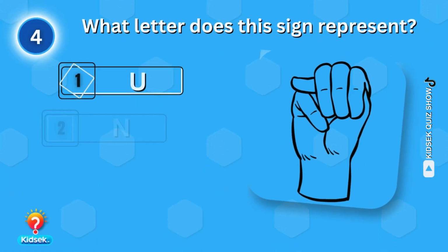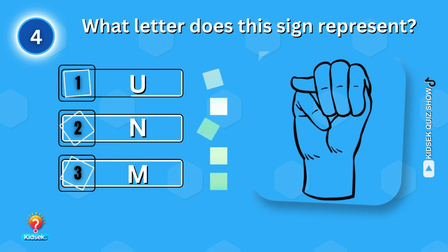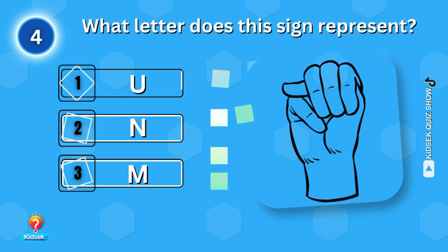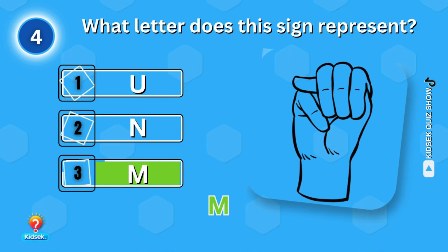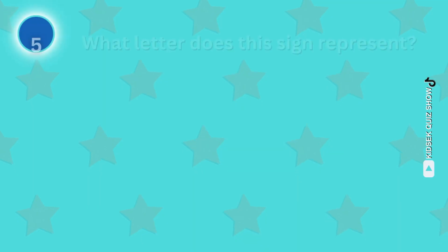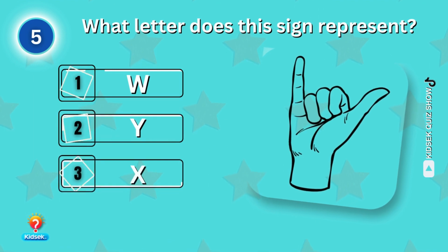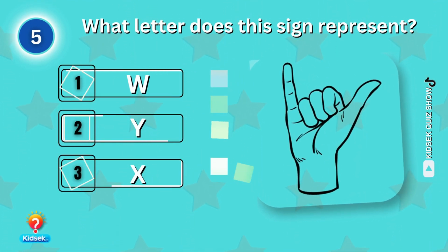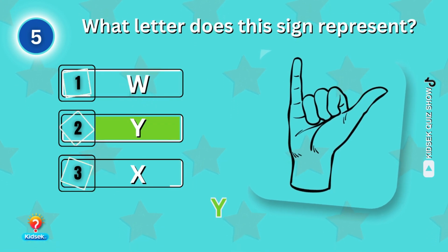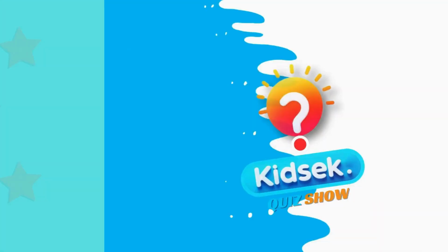What is next? U, N or M? And the answer is M. What letter does this sign represent? W, Y, X? Your thumb and your pinky finger are sticking out, making Y.